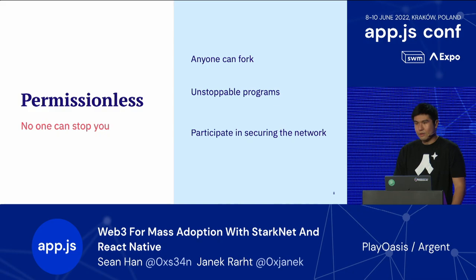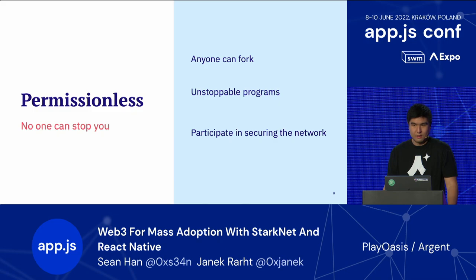Right, and they can also create unstoppable programs, right? If someone chooses to censor you, you can always build a new app that uses the same data, because all the data is on the blockchain and the blockchain data is shared with everyone. So if you don't like how the rules of one app or company work, you can always build your own differently and share the same data. And you can also participate in securing the network, right? Anyone can spin up a node or, in proof of stake, stake their own tokens to secure the network. And anyone can participate very openly because everything's on the internet.